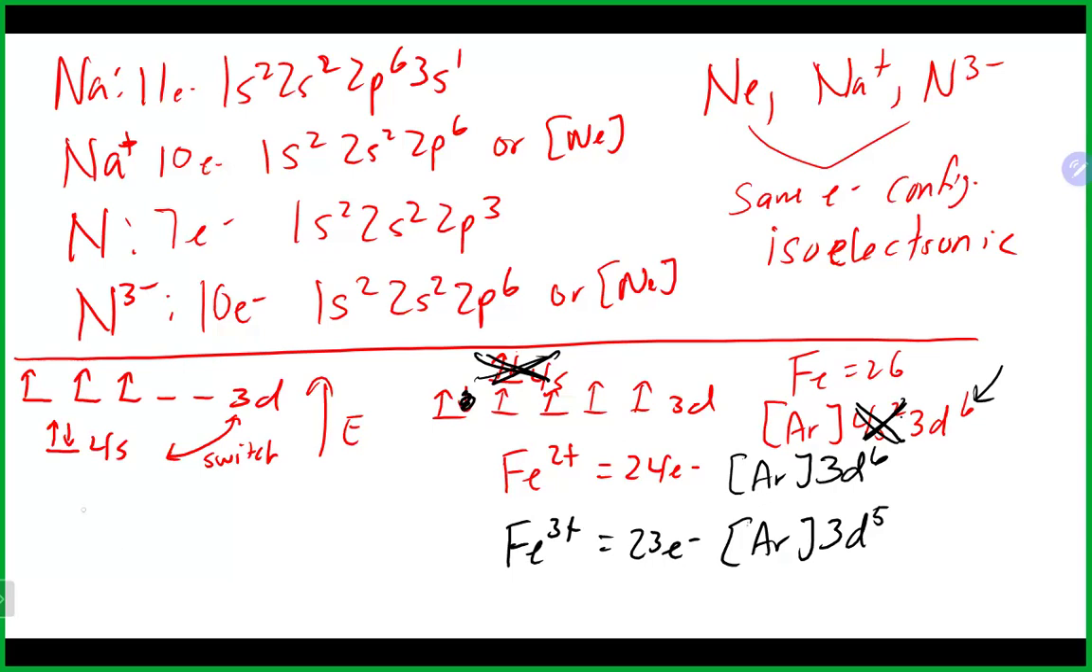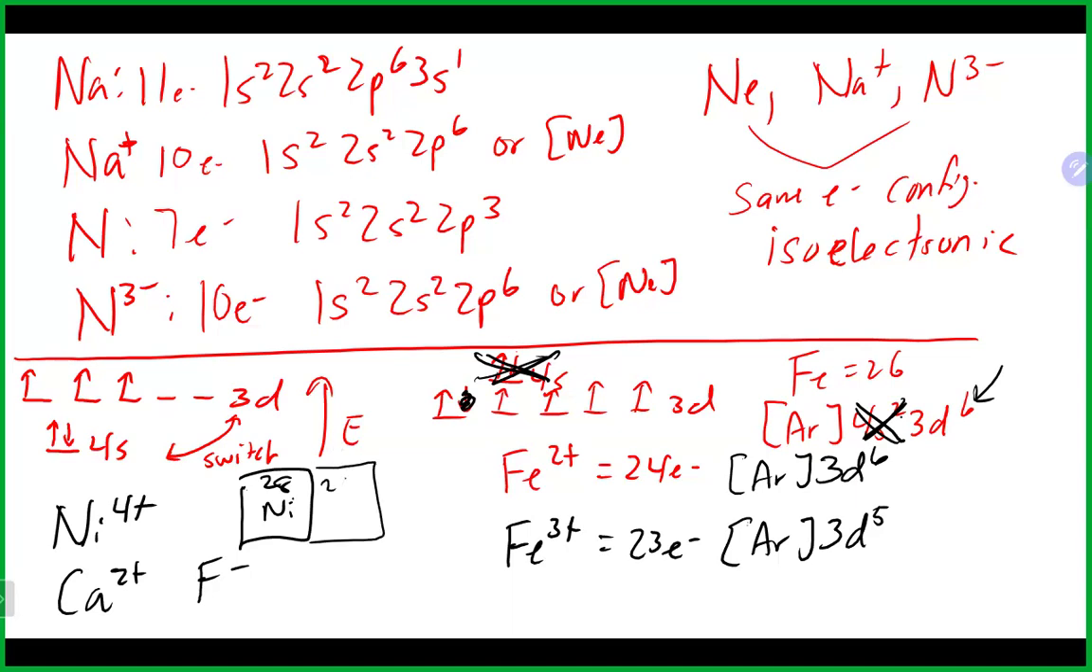Now, for example, why don't you try nickel with a +4 charge. Nickel is on the periodic table 28. So write the correct electron configuration for nickel. And while you're at it, why don't you also do it for calcium with a +2 charge. And we will do F minus. Calcium is 20 and F is 9.